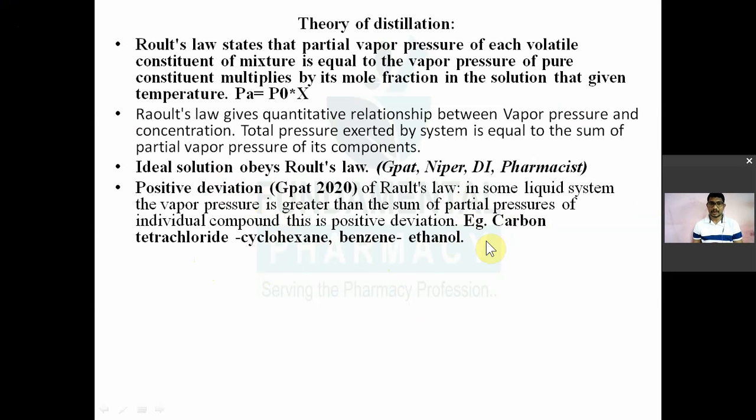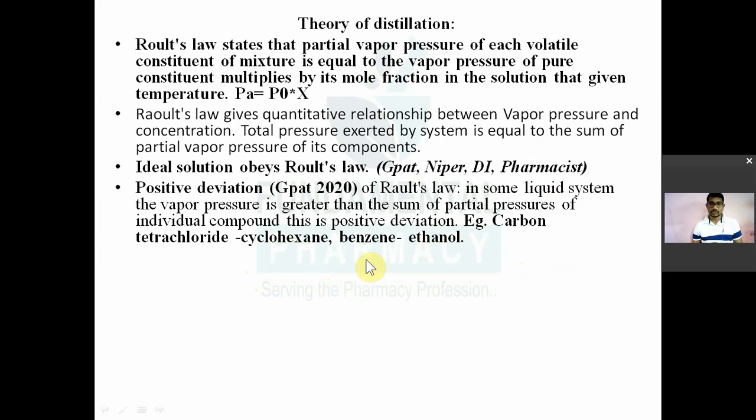For example, कार्बन टेट्राक्लोराइड का अगर मिक्सचर है आपका, कार्बन टेट्राक्लोराइड एंड साइक्लोहेक्सेन, CCl4 प्लस साइक्लोहेक्सेन, तो इसका जो वेपर प्रेशर है मिक्सचर का वो ज्यादा होगा, पार्शियल प्रेशर ऑफ कार्बन टेट्राक्लोराइड प्लस पार्शियल प्रेशर ऑफ साइक्लोहेक्सेन से. मान लीजिए पार्शियल वेपर प्रेशर ऑफ कार्बन टेट्राक्लोराइड इज 1, साइक्लोहेक्सेन इज 2. सो आइडियली मिक्सचर का वेपर प्रेशर होना चाहिए 3, वो 4 होता है. सो दैट इज नथिंग बट द पॉजिटिव डेविएशन.